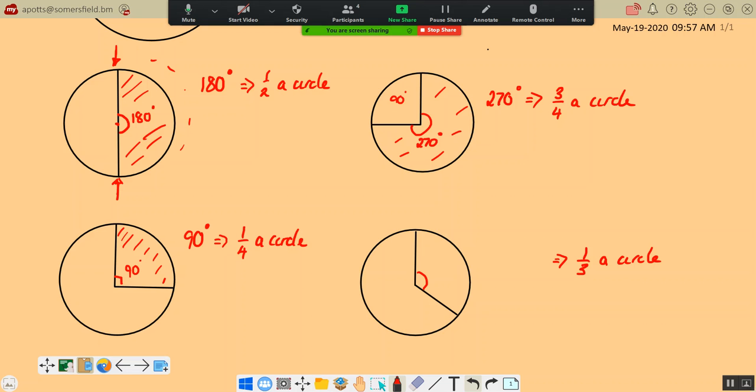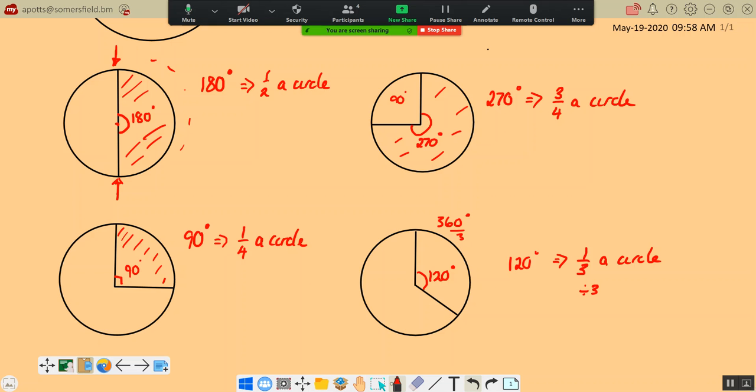How do you find 3/4 of something? You take the amount, you divide it by 4, but then you multiply by 3. So a bit simpler then. How do I find 1/3 of something? I divide by 3. So I've got to do 360 degrees divided by 3 and I get 120 degrees. So 120 degrees will give me 1/3 of a circle.